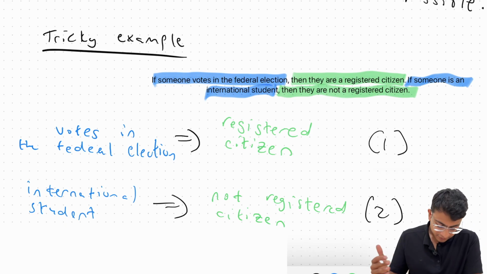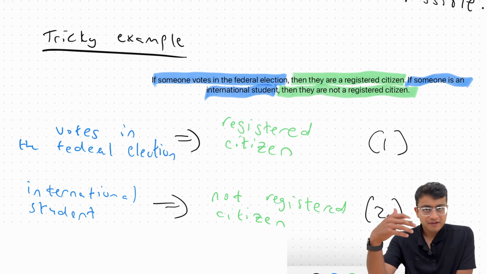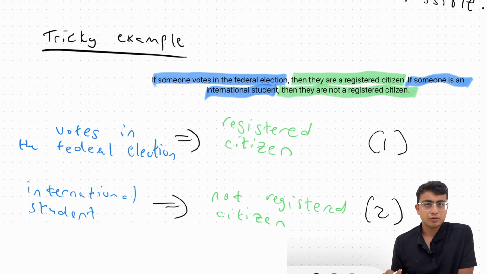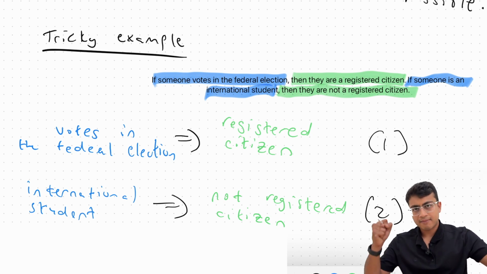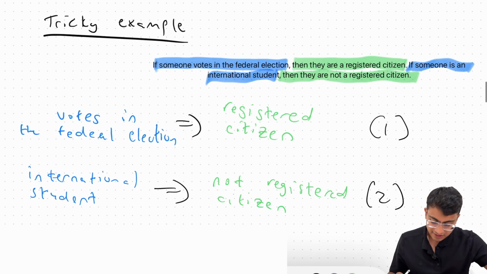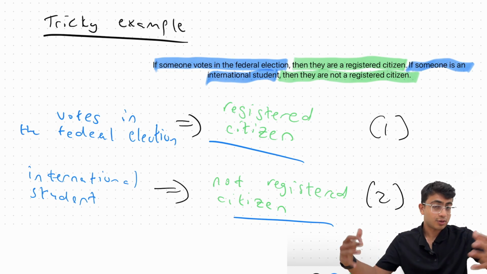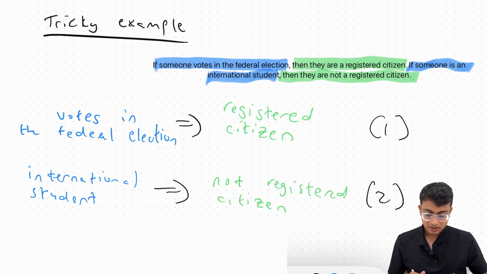Okay, hopefully you tried it yourself, and at first glance it may seem that I have not satisfied the rule of a common link that appears on the right side of one diagram and the left side of another diagram, right? Actually there is no common link at all here. We have registered citizen and not a registered citizen, but you need both of them to be the same in order to do a chain.